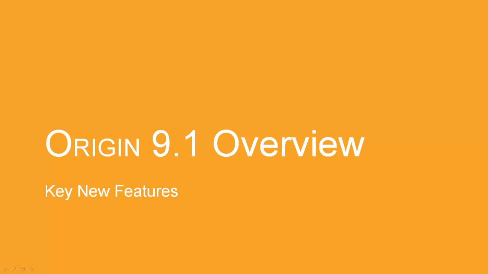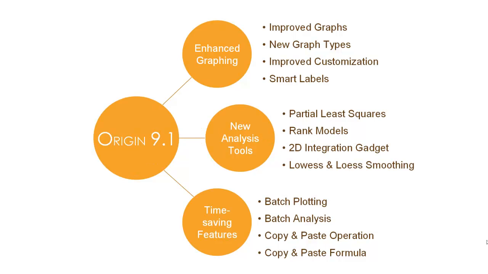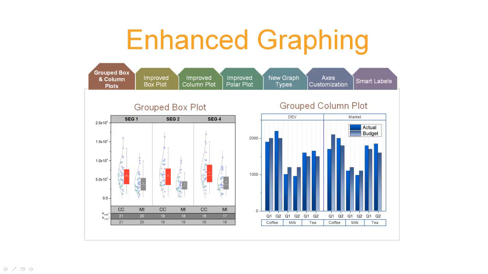In this video, we will take a look at the key new features introduced in version 9.1 of Origin and OriginPro. The most significant additions to this version are the improvements to Origin's graphing capabilities. We have also added some new analysis tools and some time-saving features. We are going to look at several of the graphing improvements.